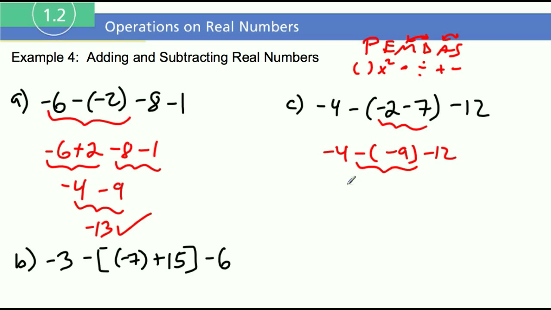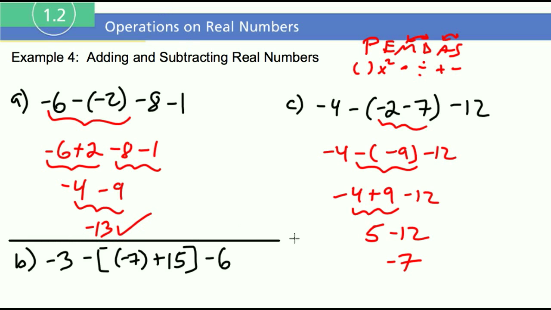A negative and a negative. So we have negative 4 plus 9, bam, right there, and then bring down your minus 12. So now we'll just go and do negative 4 plus 9, and so we'll get 5, and then bring down your minus 12, so we get negative 7. Okay, and then let's now go down and just put a dividing line right here so we don't confuse that.